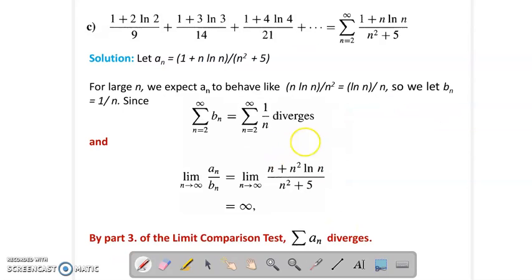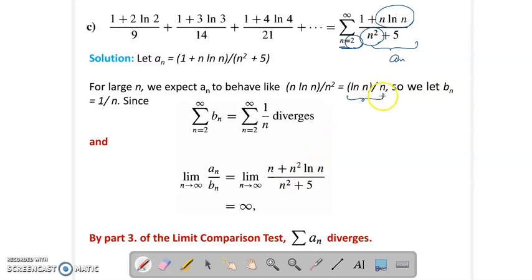See next example. The nth term of the series is (1 plus n ln n) upon (n square plus 5), where n varies from 2 to infinity. Okay, so call this your an. So let an be equal to this one, and for large values of n, in the numerator this term will dominate, and in the denominator n square will dominate, and this an behaves like n ln n upon n square, that is ln n upon n.